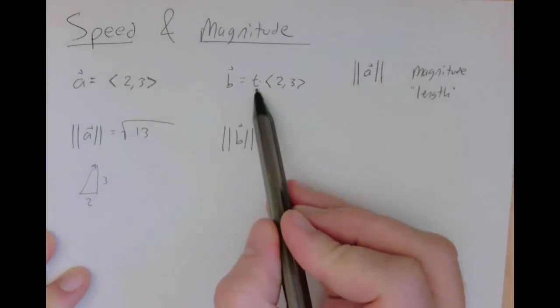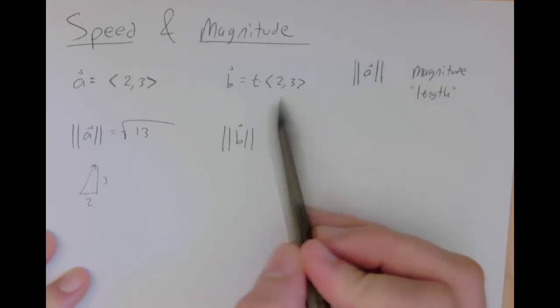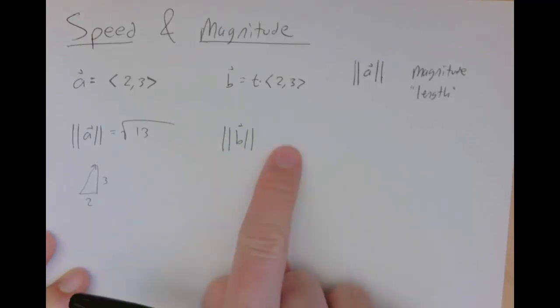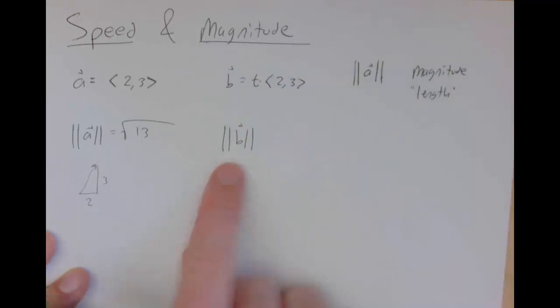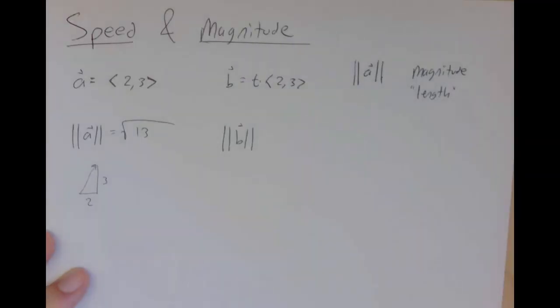For this vector, if I wanted to know what's the magnitude of b, the answer is it depends on what the time is. Because remember, for different values of t, this vector is stretched to be different lengths. So if this is describing the length, you shouldn't expect to be able to write a number here until we know what t is. So put differently, the length of the vector is a function of time.